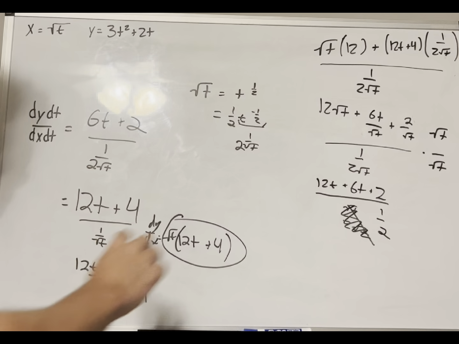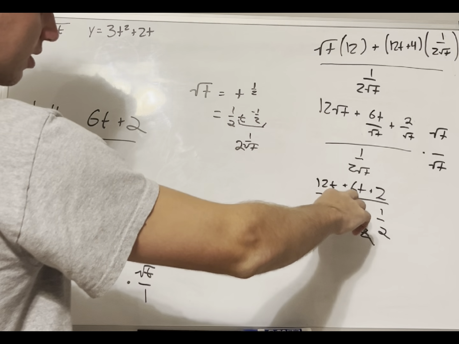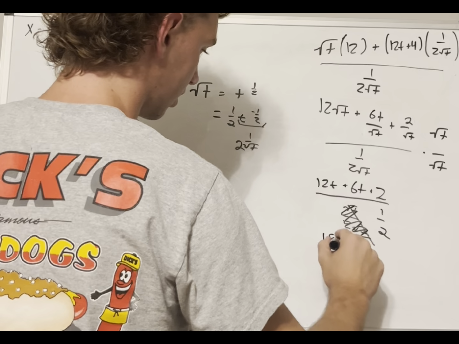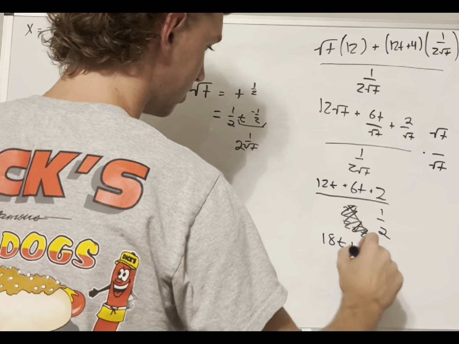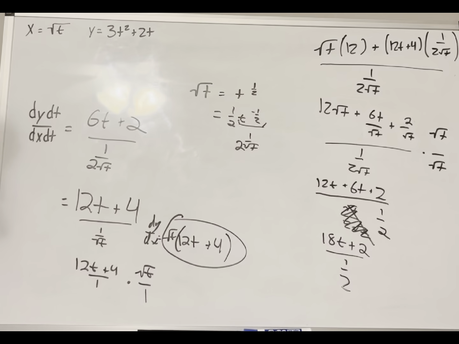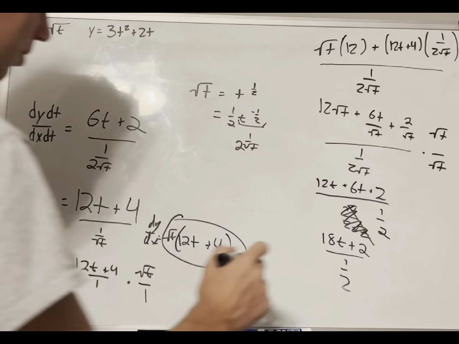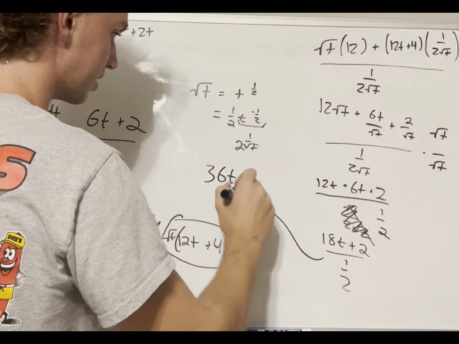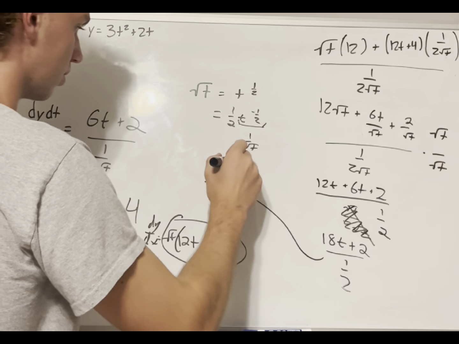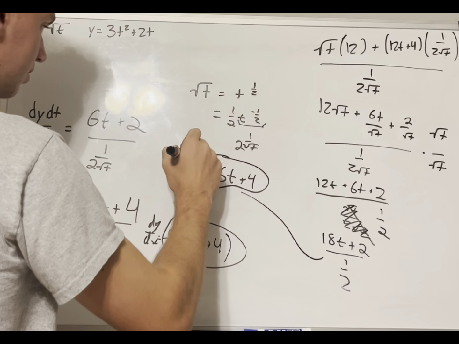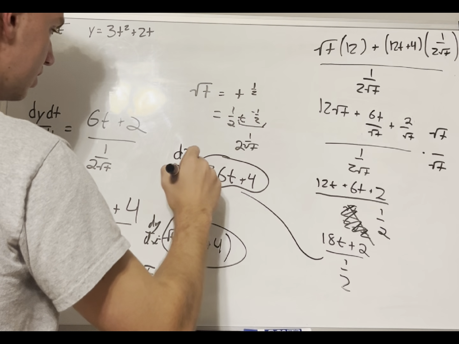And now I'm going to combine my similar coefficients. I have just t, so I'm going to add those. 18t plus 2 divided by 1/2. And then anything divided by 1/2 is the same as multiplying it by 2. So I'm going to do that. And your final answer will be 36t plus 4. And that is d2y over dx2.